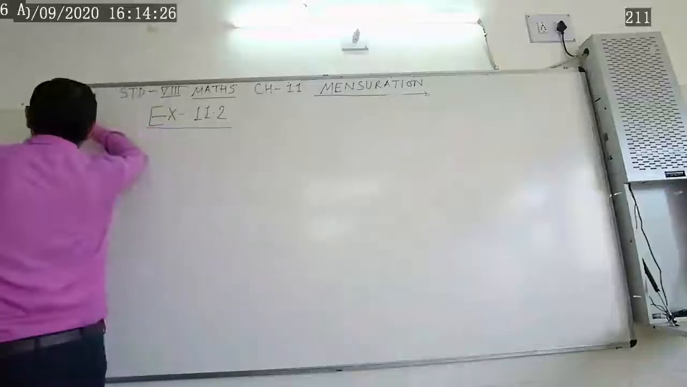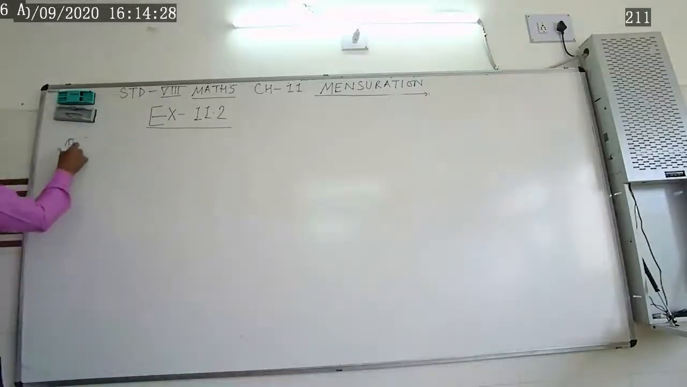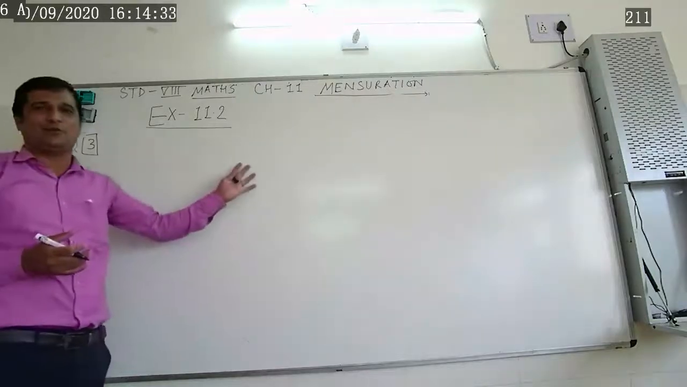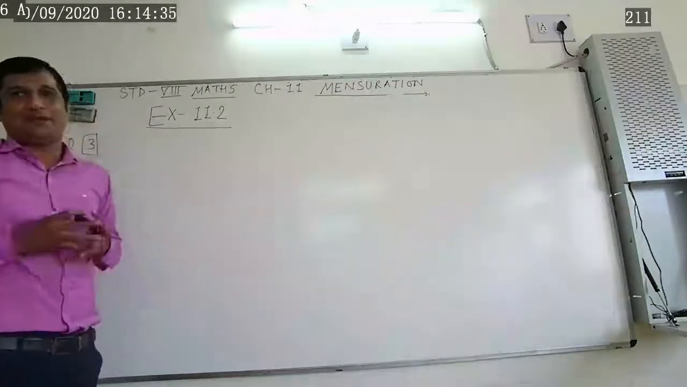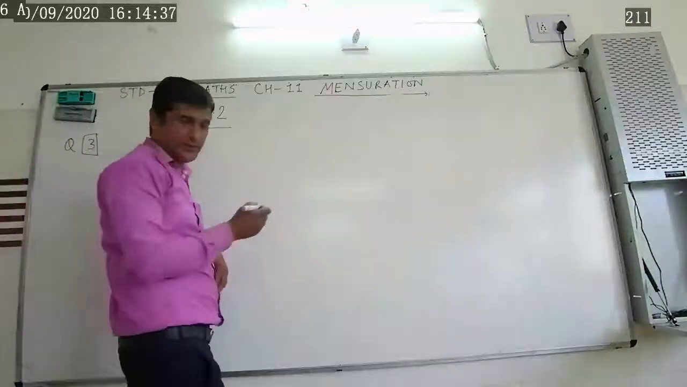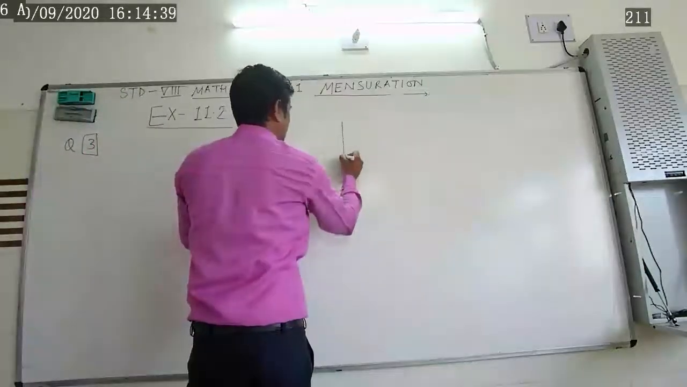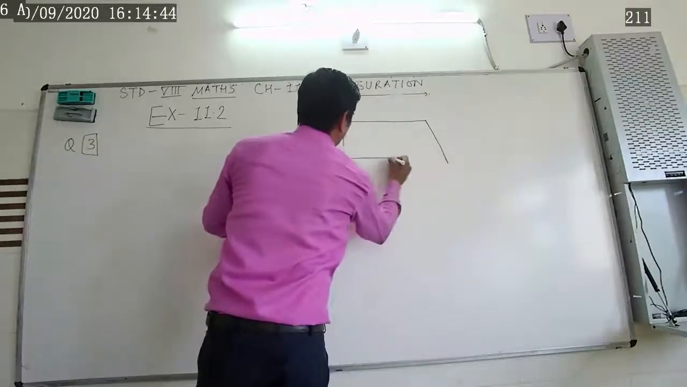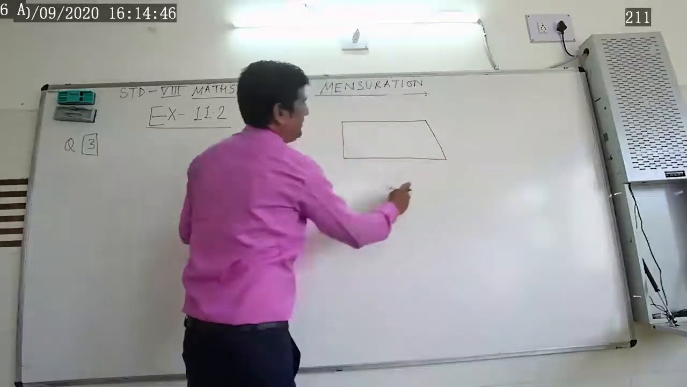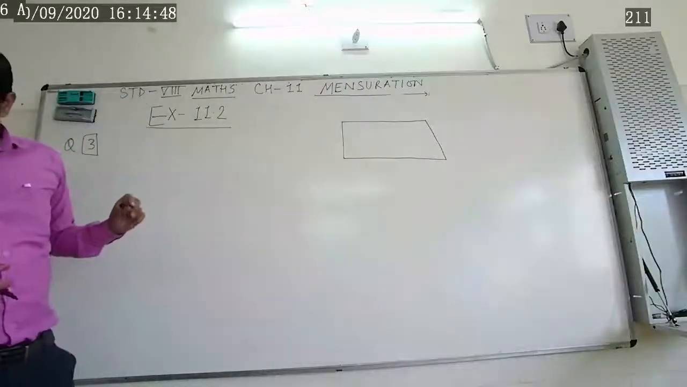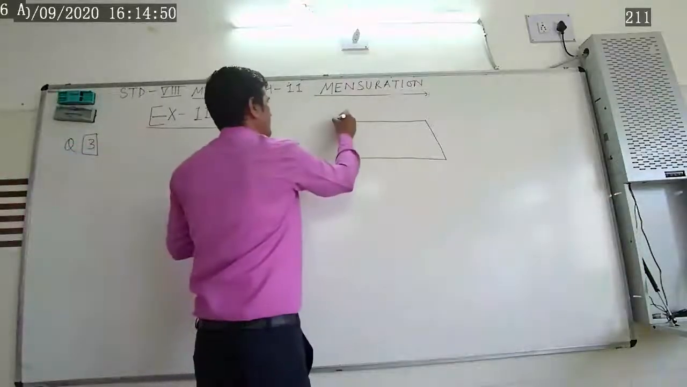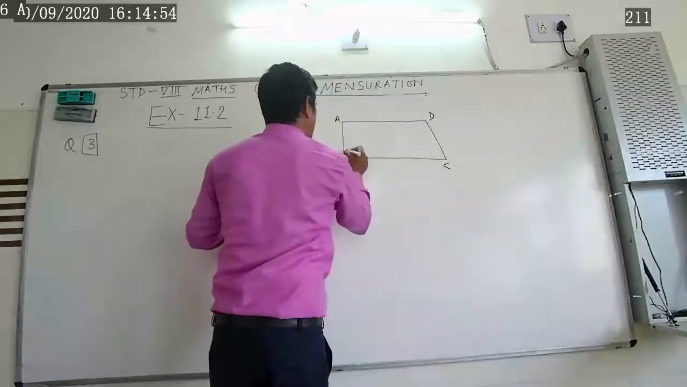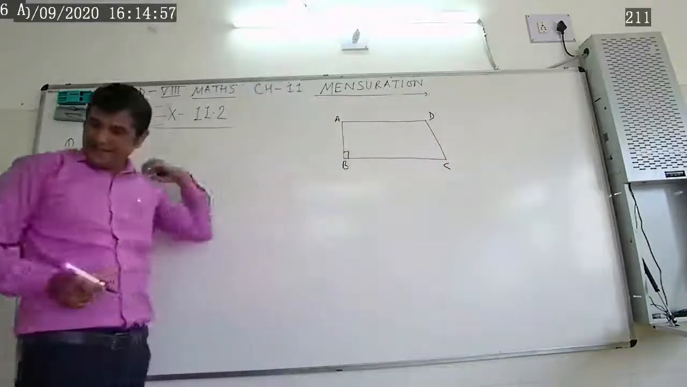Let me see question number 3. I need not read the statement. As the diagram is here on the board, you can predict what is given and what to do. See the figure here. This is the figure given. I have the figure here, A B C D, and this angle of 90 degree.